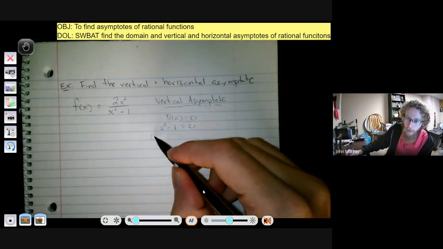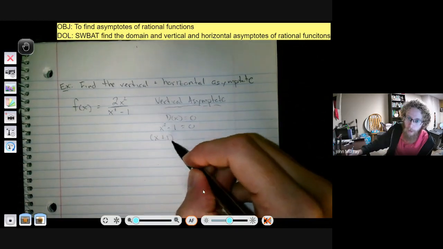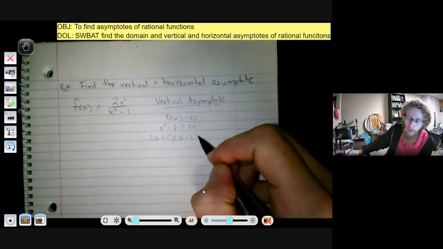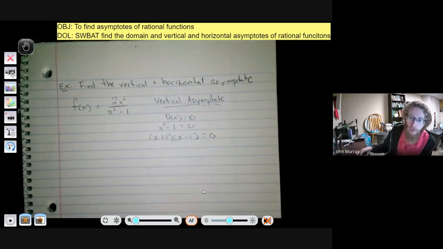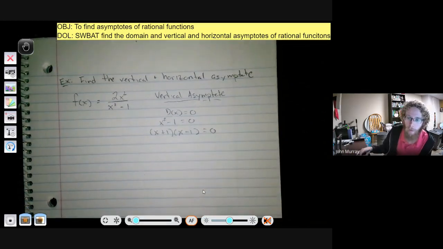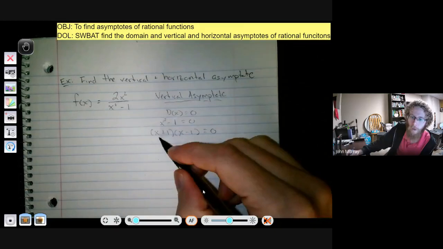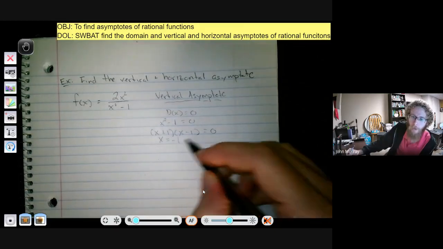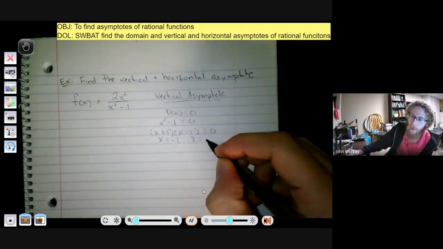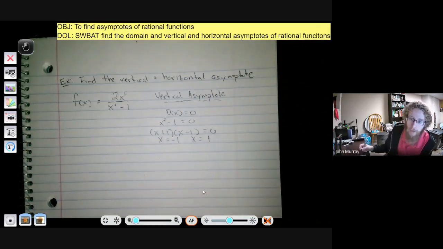It'll help us simplify things and make it easier for us. So x squared minus 1, we can change that to x plus 1 times x minus 1 equals 0. All right, so here we have two vertical asymptotes: x equals -1 and x equals +1.